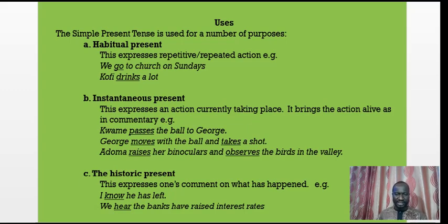The historic present. This expresses one comment on what has happened. I know he has left. We hear the banks have raised interest. The banks have raised interest. We hear.